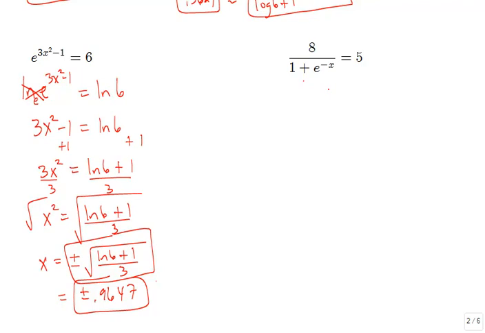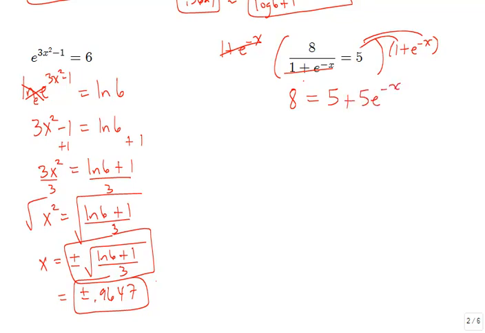So how can we possibly get rid of this denominator? Well, just multiply through. We have an equation, so as long as you do the same thing to both sides, if I multiply both sides by this denominator, that should clear it out on the left-hand side, giving me just an 8. And if I distribute my 5 across, I'll have 5 plus 5e to the negative x.